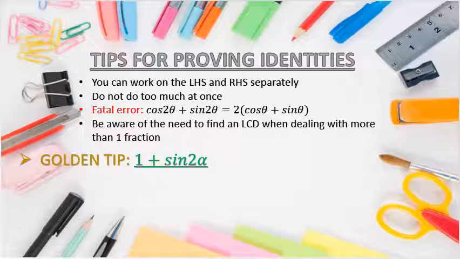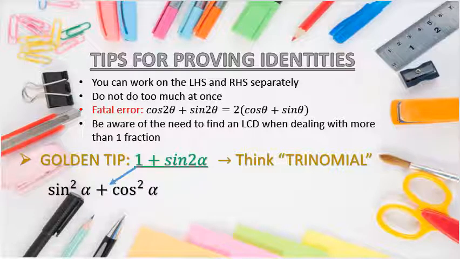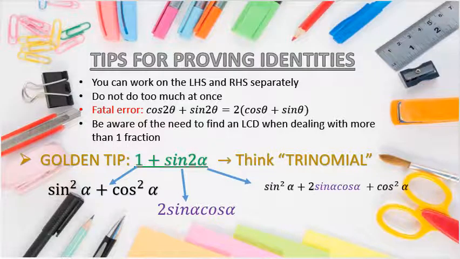So here's my golden tip. I've seen it time and time again, and I think it is an excellent thing to just make note of and perhaps memorize it along with your other identities. 1 plus sine 2 alpha, let's break that down. When you see this 1 plus the sine of a double angle, I want you to think trinomial. Why? Because if you break down the 1 into sine squared alpha plus cos squared alpha, and you break down the sine 2 alpha into 2 sine alpha cos alpha, you can use those 3 terms right there underneath the blue arrows to create a trinomial.